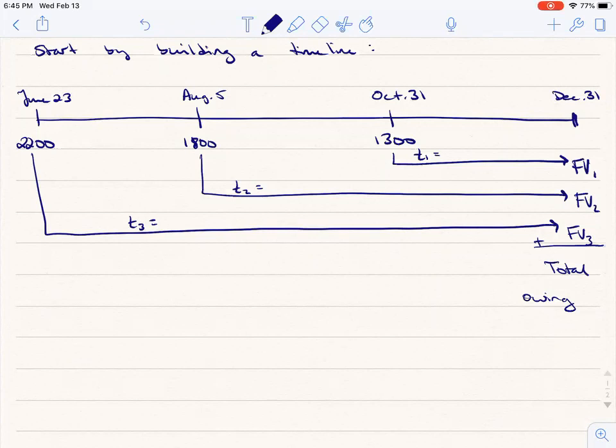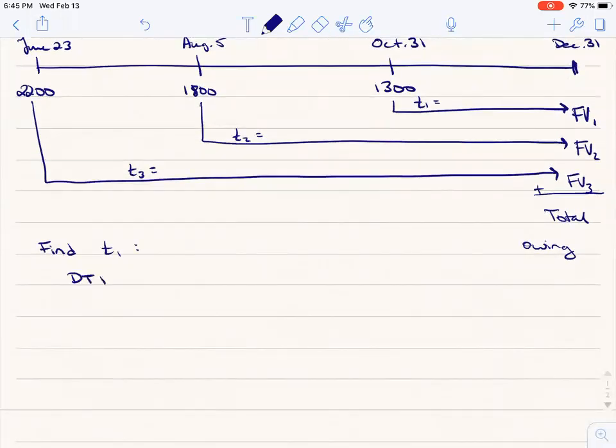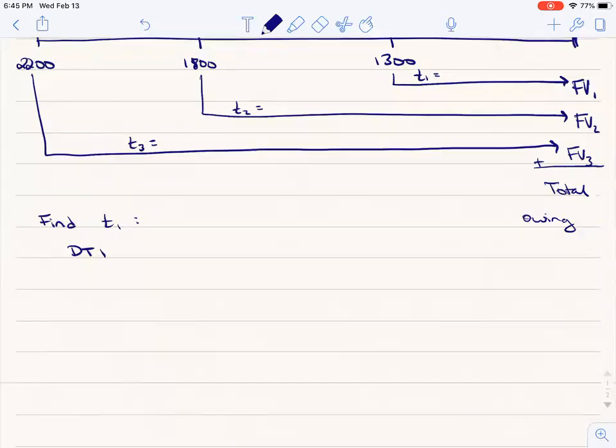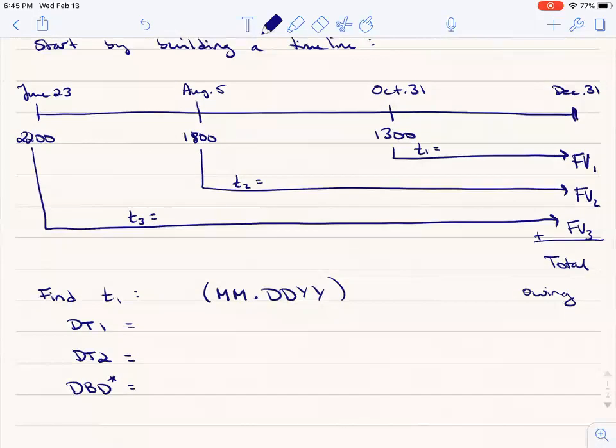So find T1. The notation we use is DT1, DT2, days between dates. And I'm going to put a star next to it because that's the one I'm going to solve for. Remember, the format is month, month, dot, day, day, year, year. And so date 1 for T1 is October 31st. So you want to make sure that you're using the right date for each T.